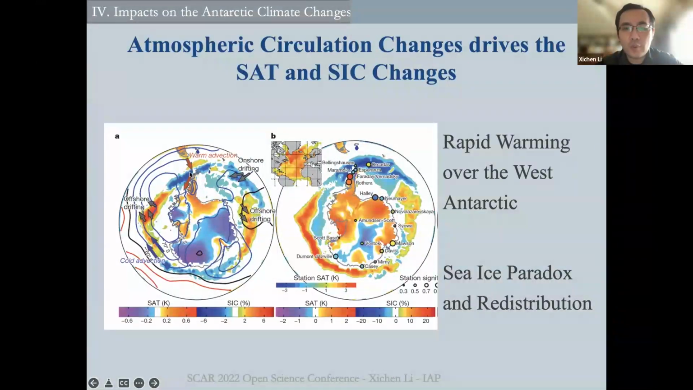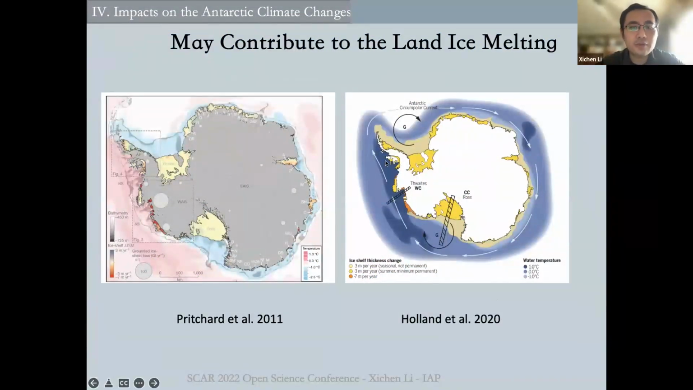Meanwhile, the inland wind around West Antarctica helped to melt more sea ice. The circulation changes can also drive the subsurface ocean. The deepened atmospheric flow, the intensified circulation, can help the subsurface warm water intrusion to the front of the West Antarctic glacier. It can also help to accelerate the melting of the West Antarctic glacier.